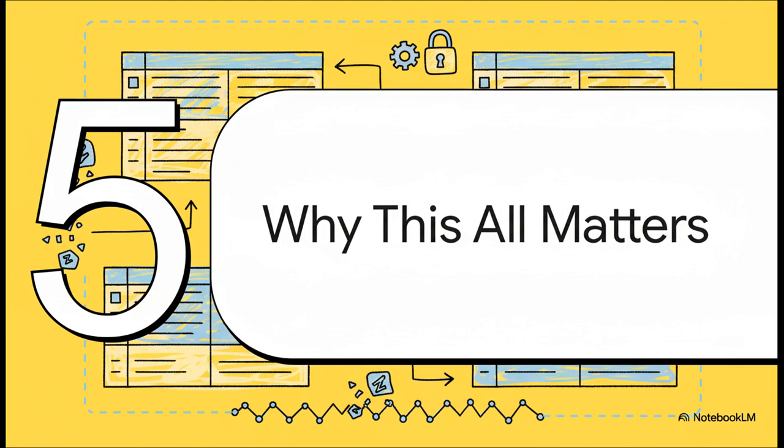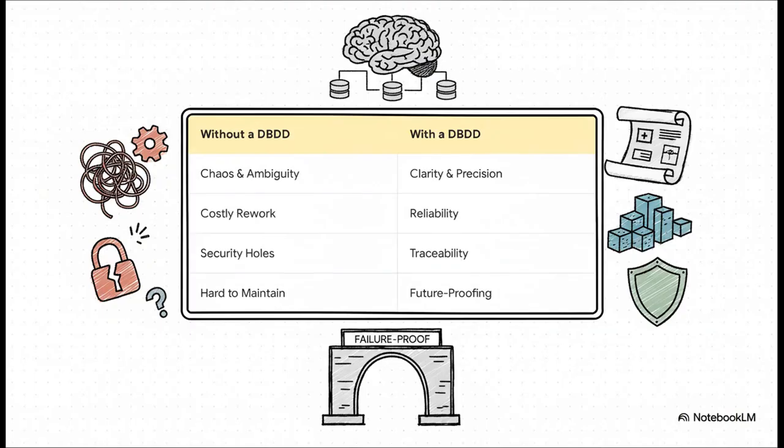Okay, so it's incredibly detailed. It's maybe a little overwhelming, right? But what's the payoff? Why on earth would anyone go through all this trouble? Well, the difference couldn't be more stark. It's night and day. On one side, without a DBD, you get chaos. You get ambiguity, which leads to bugs, security holes, and systems that are an absolute nightmare to maintain. But on the other side, with the DBD, you get precision, reliability, security, and a system that's built to last. It's the difference between building your house on sand versus building it on solid bedrock.